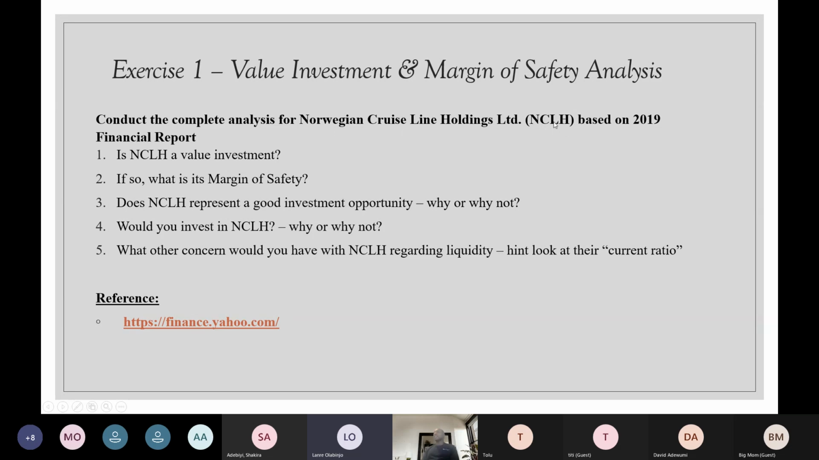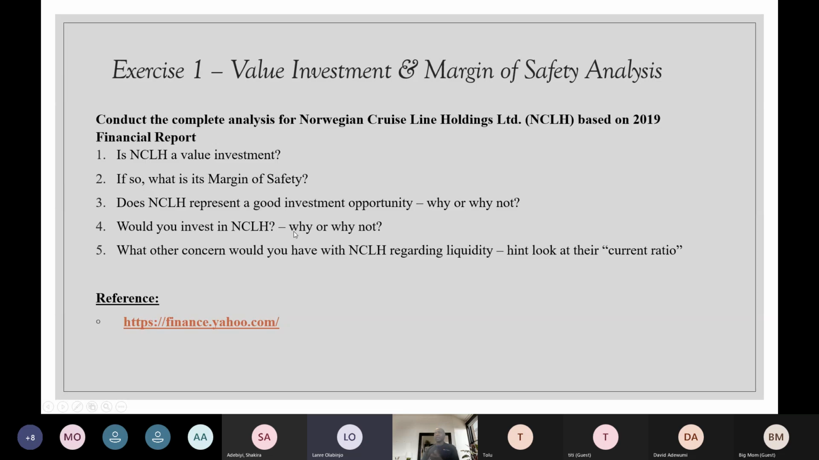So Norwegian Cruise Line, NCLH. Again, to Tolu's point earlier on, I need to refer to a particular point in time. So at the time I put this together, I said, based on 2019, I might change that. I should have a 2020 report now. So based on their last financial report, is NCLH a value investment? If so, what is its margin of safety? Does NCLH represent a good investment opportunity? Why or why not? Will you invest in NCLH?